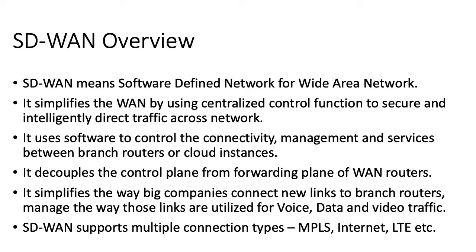Okay, now let's talk about the fourth point, which says it decouples the control plane from the data plane, or the forwarding plane, of the WAN router. So actually each device has two planes. One is the control plane and the second one is the data plane. Data plane means your actual hardware fabric through which the data will move. Control plane is the CPU, which manages your router, your routing policies, routing protocols, SSH, Telnet, SNMP, SMTP, and if you have a switch, then STP, Spanning Tree Protocol.